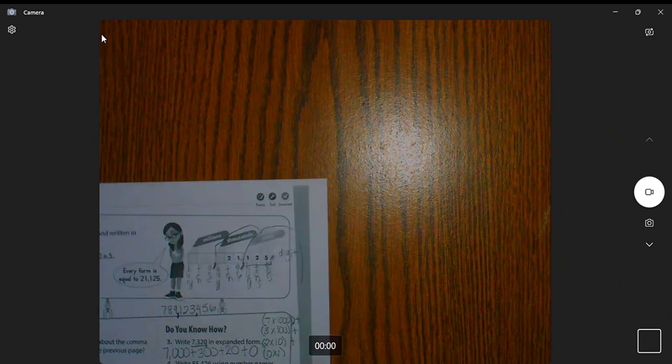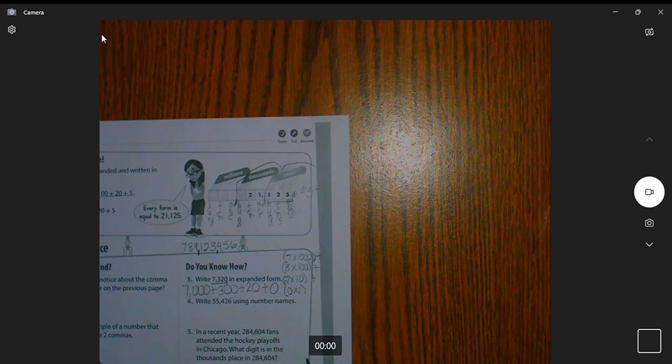So, once you multiply it out, you just bring it over. So 7 times 1,000, 7,000. 3 times 100, 300. 2 times 10, 20. 0 times 1, 0.